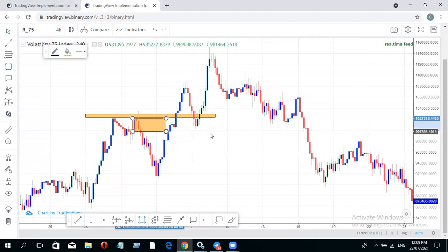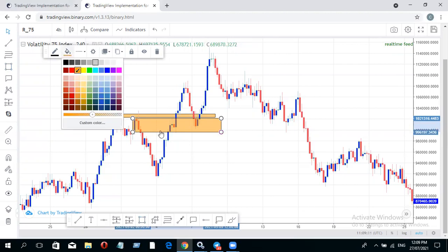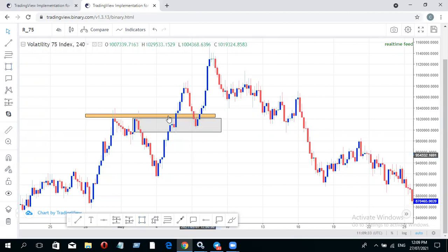If you highlight this candle to the future, you can see price came about 50% or thereabout of this candle and then continued trending upwards. You highlight the candle that caused this move, this last bullish candle, the whole candle. Let's make it a different color so we can see it clearly. See, price came to mitigate this candle and then pushed up. So this is an example of a mitigation block.